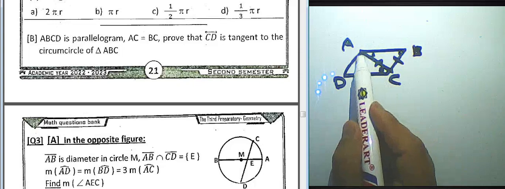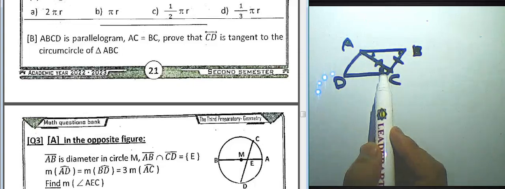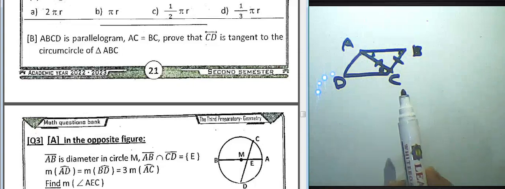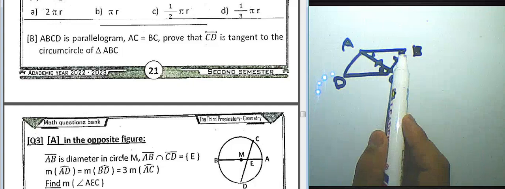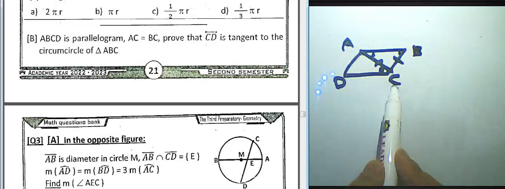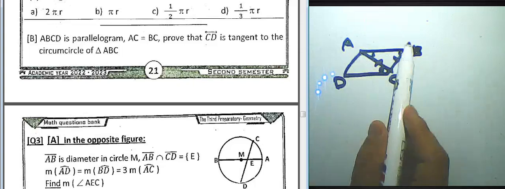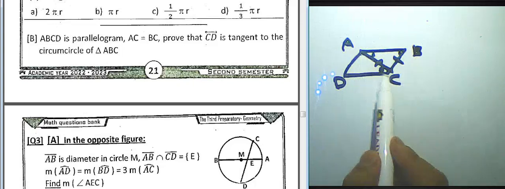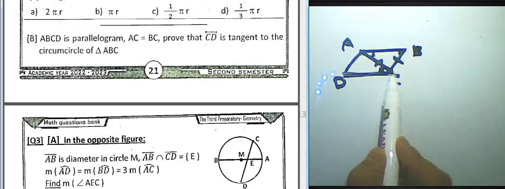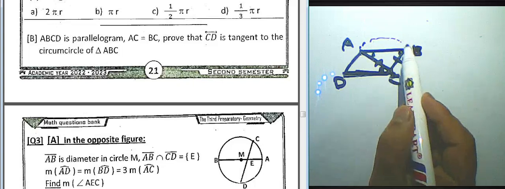They are alternate angles, such that AB is parallel to CD and EC cuts them. The measure of angle A equals the measure of angle C, alternate angles. And we have the measure of angle A equals the measure of angle B. Then the measure of angle B equals the measure of angle C. Then EC is a tangent to the circle passing through the points A, B and C. Then CD is the tangent to the circumference of circle ABC.